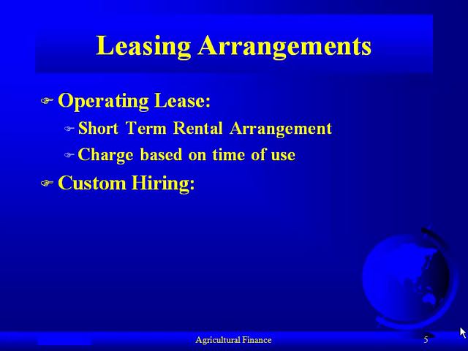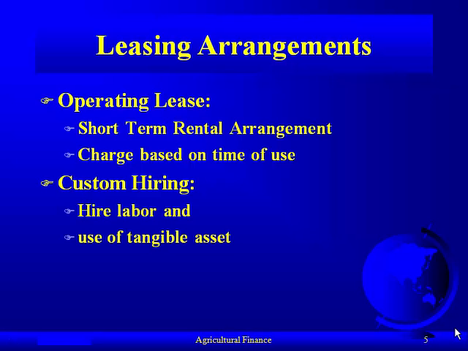The other is the custom hiring, which is used frequently in agriculture, where you hire the labor and the use of a tangible asset. For example, many small farmers don't have enough acreage to afford to buy a $160,000 combine. They just can't pencil it out. It's cheaper for them to get somebody to come in and to harvest their grain. They're basically leasing, in this case, not only the combine, but also the labor by which is used to cut the grain. It's the same in hay equipment.